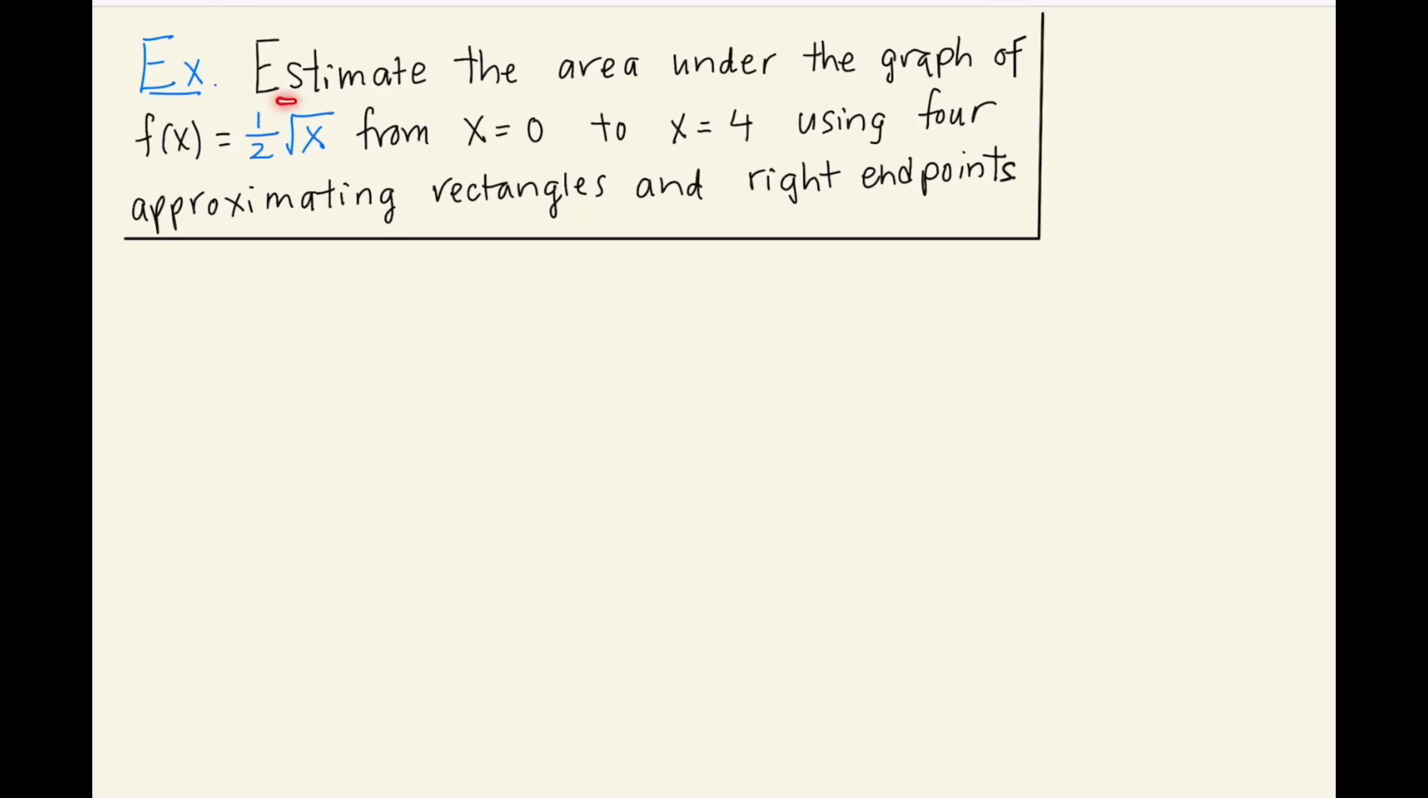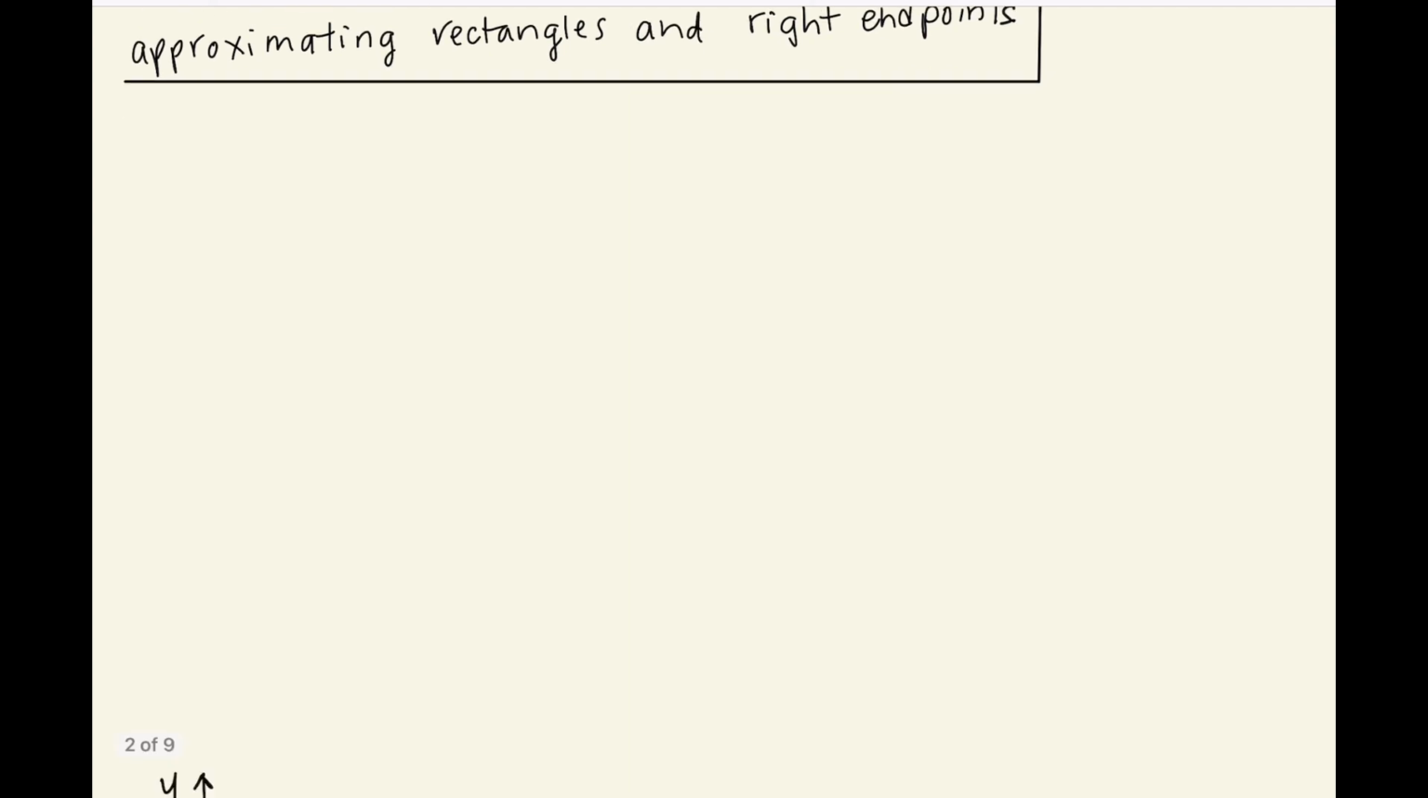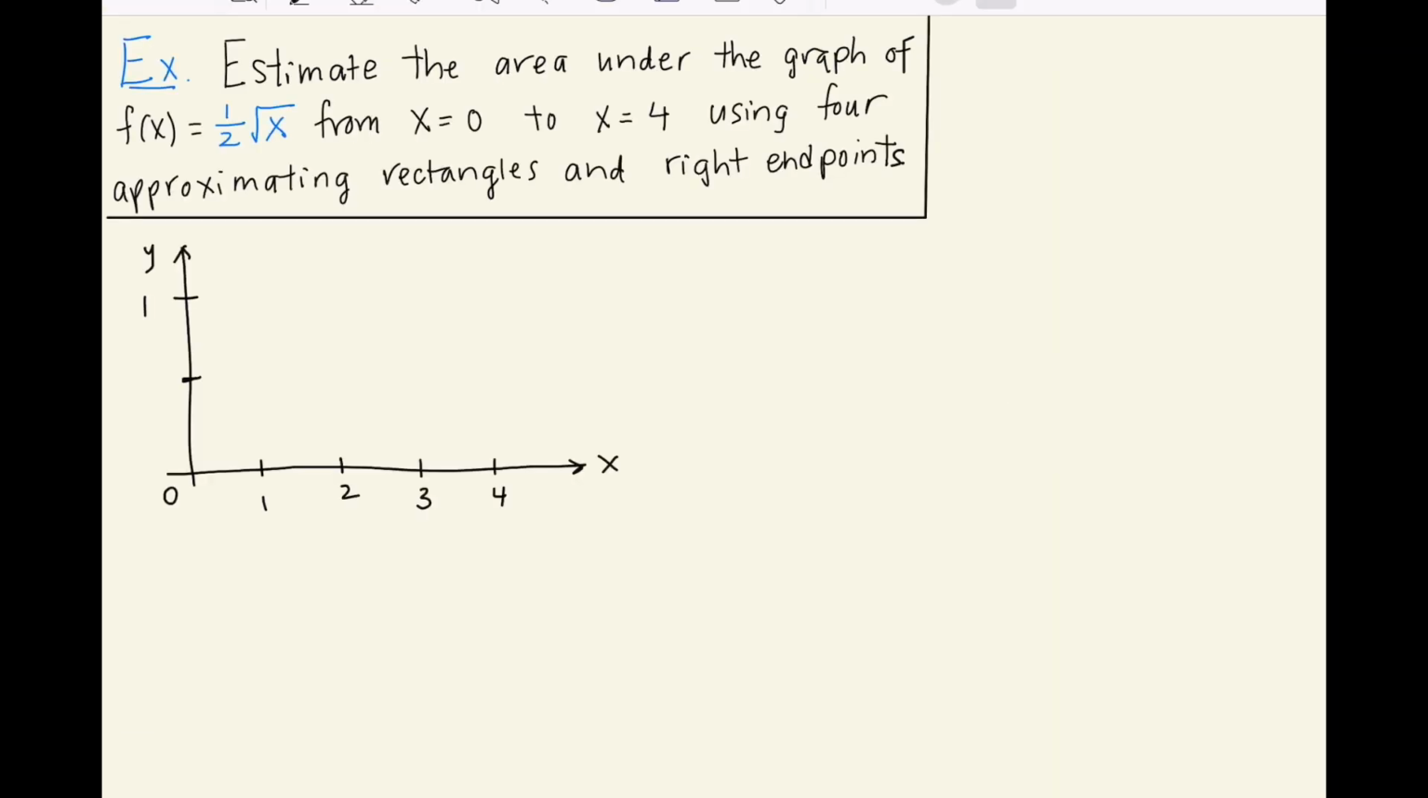So we are going to estimate the area under the graph of y equals 1/2 root x from x equals 0 to x equals 4. The way we're going to do that is we're going to use 4 approximating rectangles, and we're going to be using right endpoints. So the first thing I'm going to do is graph this function. I'm going to start by making a table of values and plotting some points. But you should be familiar, this is just a transformation of the square root function.